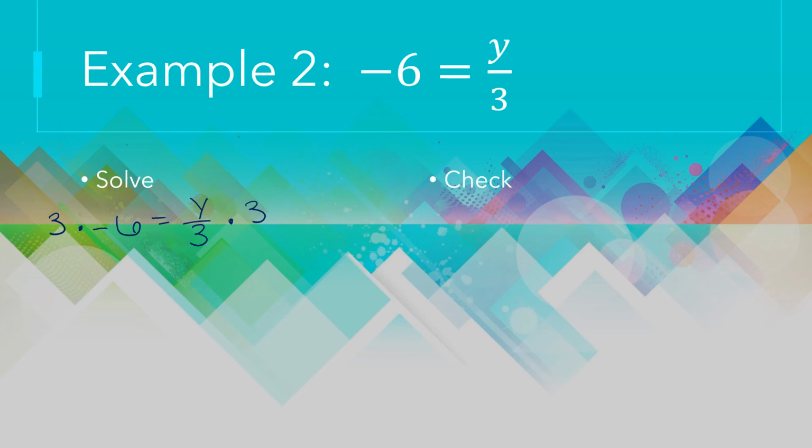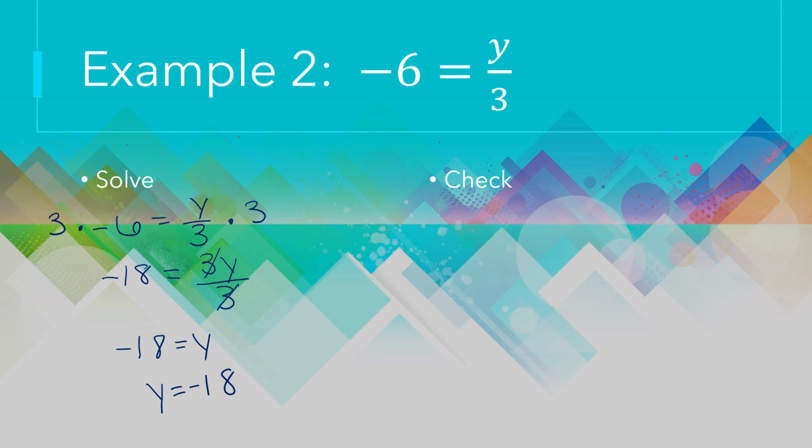3 times negative 6 is negative 18. And if you want, you can rewrite this as 3y over 3, and you'll notice your 3's are going to cancel out. So we'll have negative 18 equals y. If you want to, you can rewrite this as y equals negative 18.